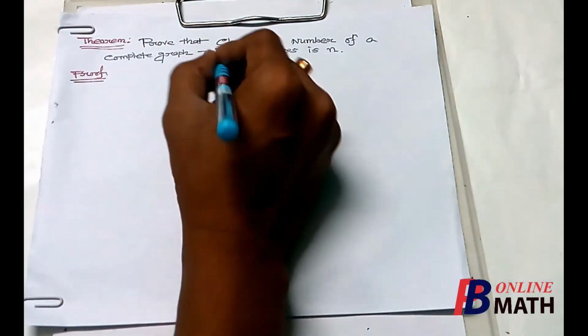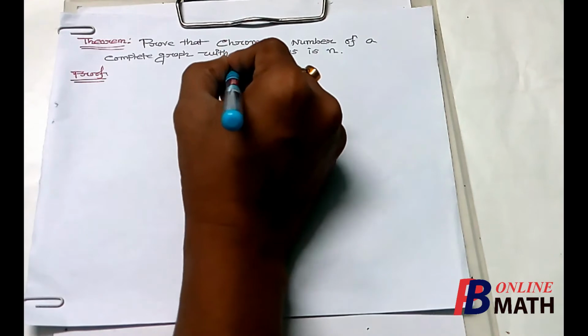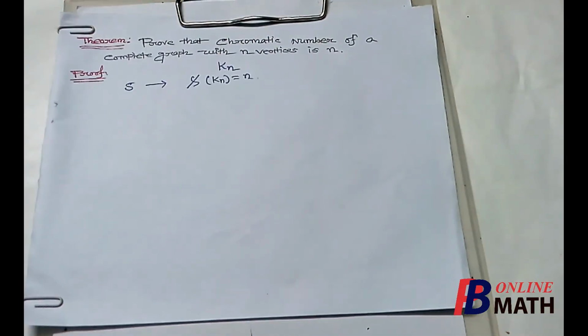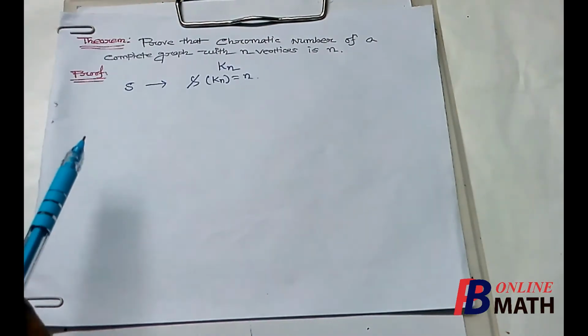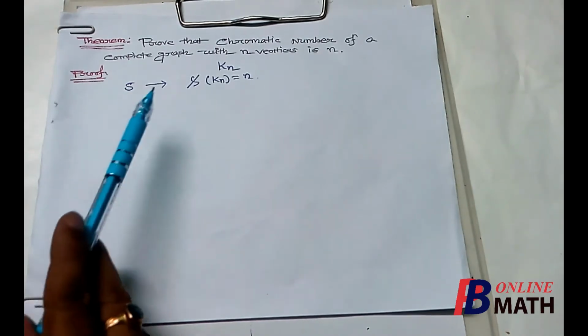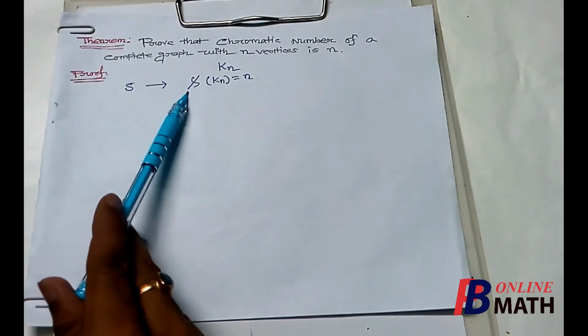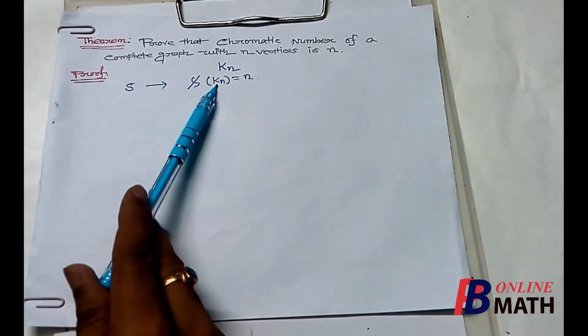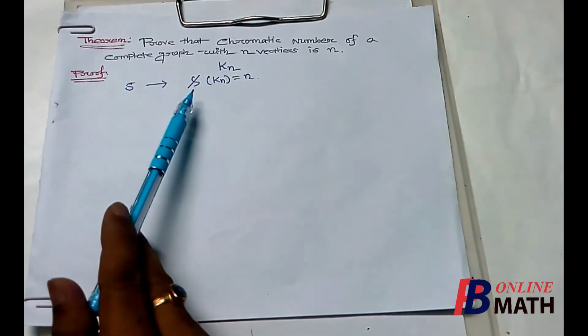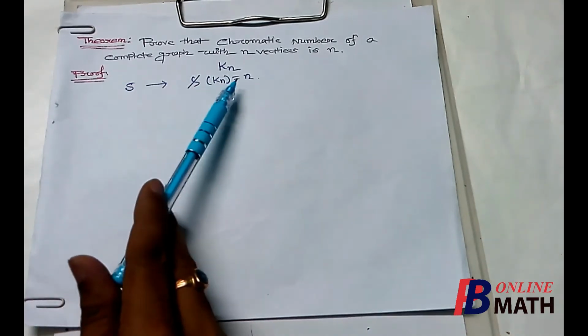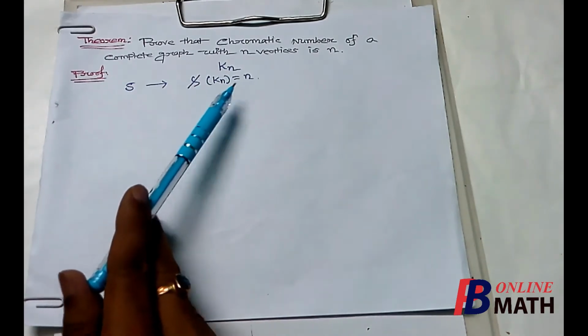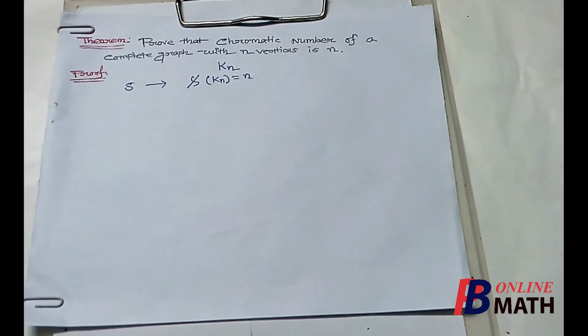We know that a complete graph with n vertices is denoted by Kn. So we start the proof here. By mathematical induction we assume this statement: the chromatic number, which is denoted by chi, of Kn, that is a complete graph with n vertices, is n. So we have to prove that this statement is true for any natural number n.